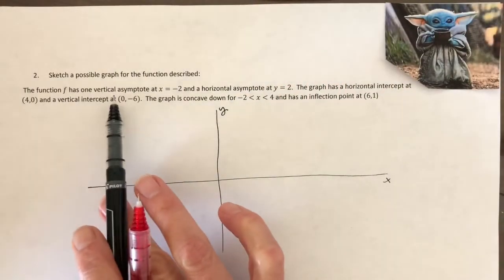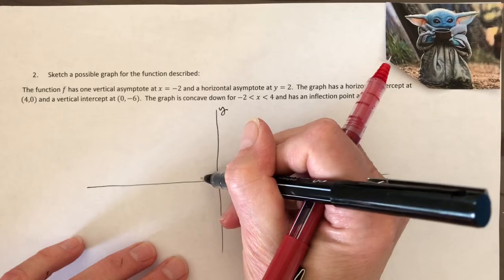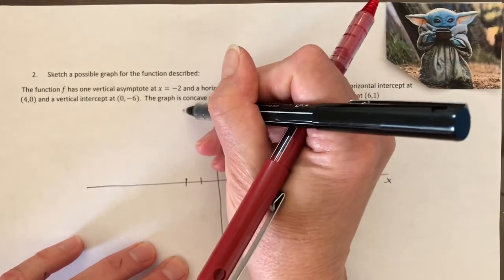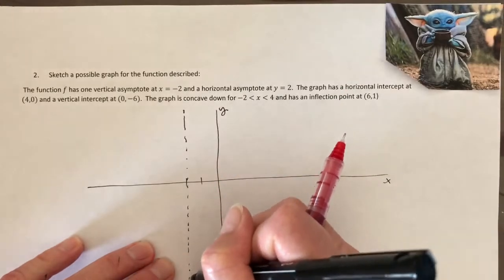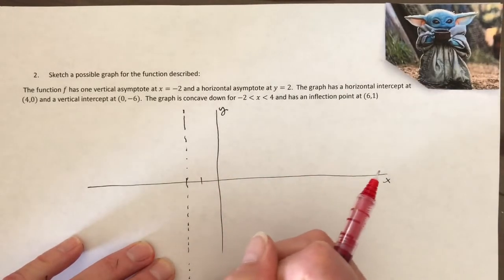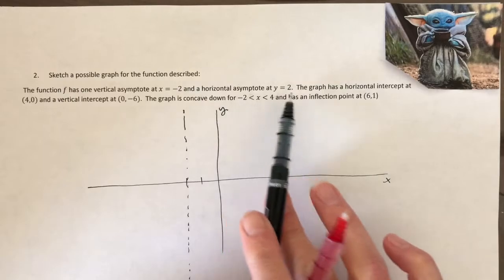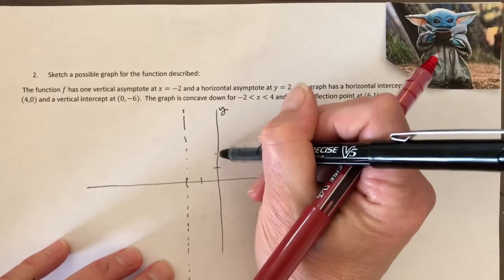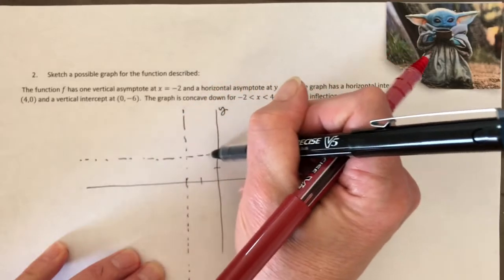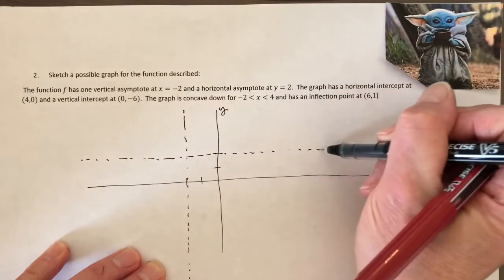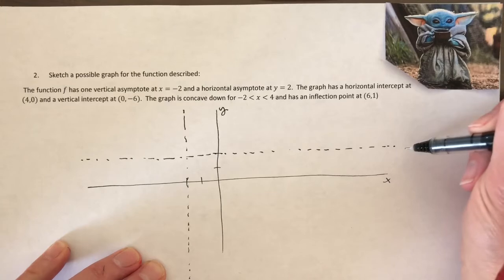The function has one vertical asymptote at x equals -2. So we'll draw this dotted line. It's not part of the graph, but we know it's a vertical asymptote that we have to avoid in our graph, and a horizontal asymptote at y equals 2. So this horizontal asymptote will tell us how the function behaves as it's going off to plus and minus infinity.